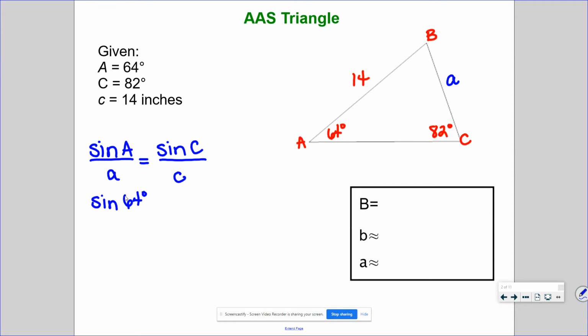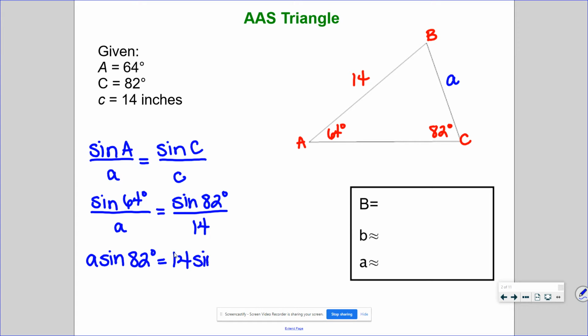I know angle A is 64. I do not know side length a. Angle C is 82, and side length c is 14. So this is our setup for the first part of our work. And to solve, we will be cross multiplying. So we would have a times sine of 82 degrees equals 14 sine of 64.